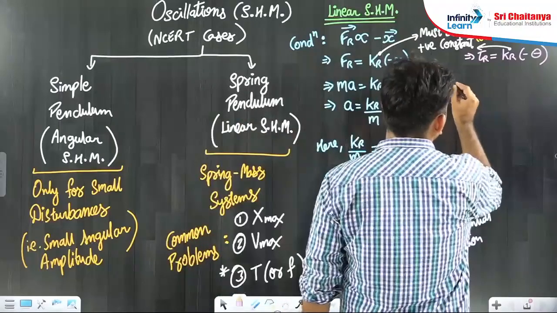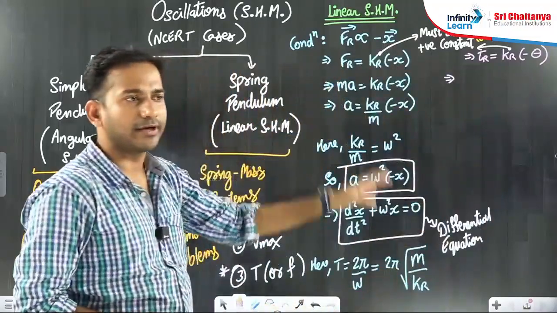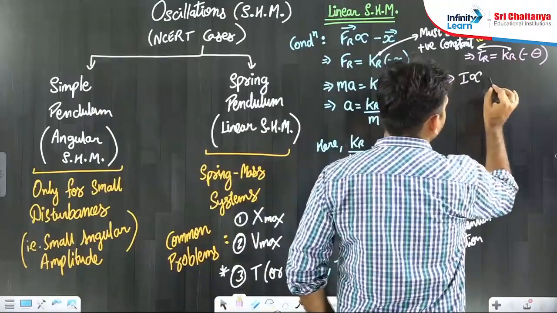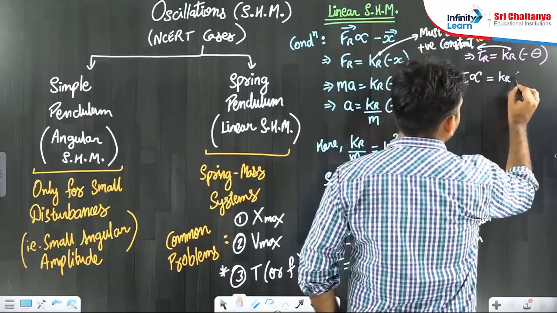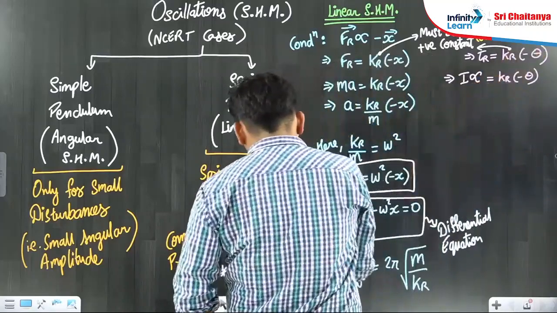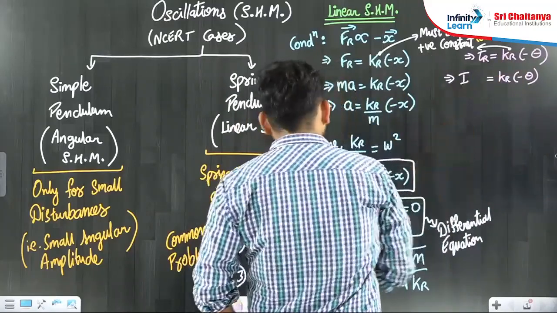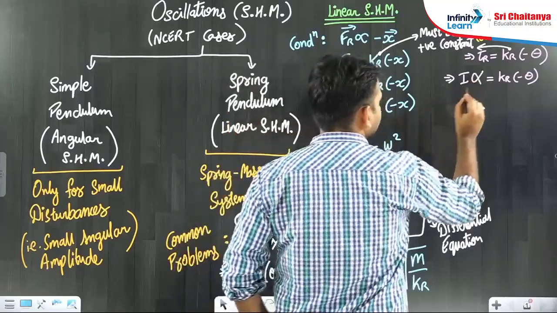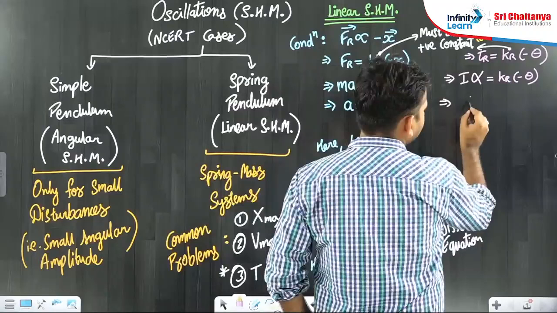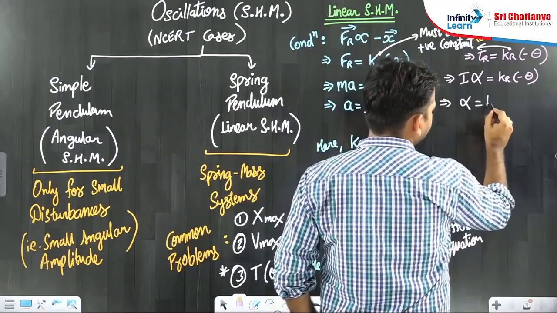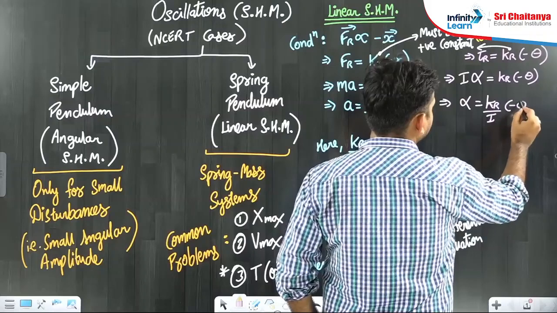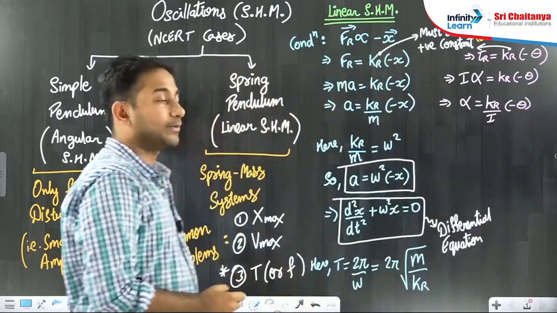Now, the way you can write F as m into a, you can write tau as I into alpha, and that is kr into minus theta. Here alpha is angular acceleration. Now you can write that alpha will be equal to kr by I into minus theta.